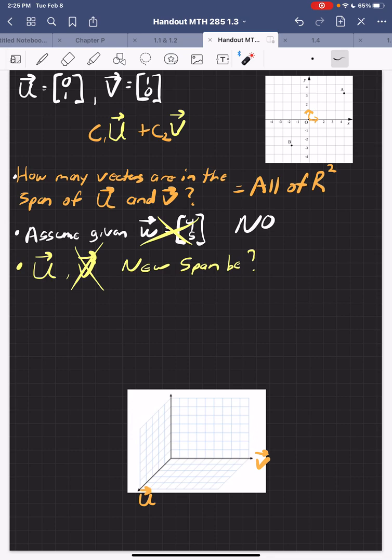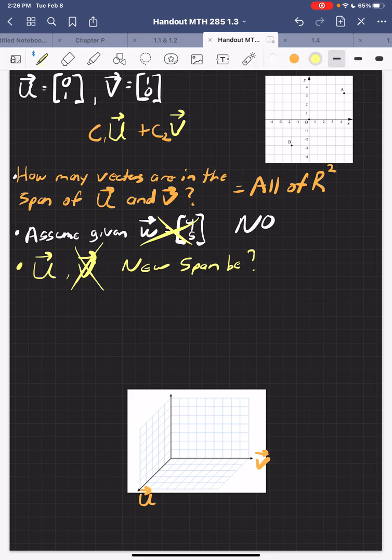So assume we start off with vector u, vector v. The span is all of R2. I can reach every single point in that plane. But now I take away one of those vectors. I take away v, and now you're stuck with just u. And the question is, what is the new span? What would the new span be?